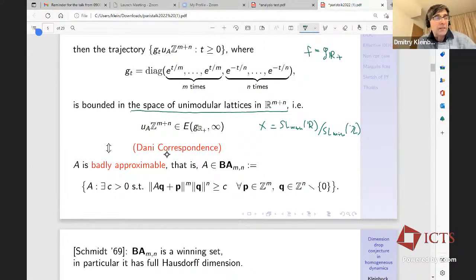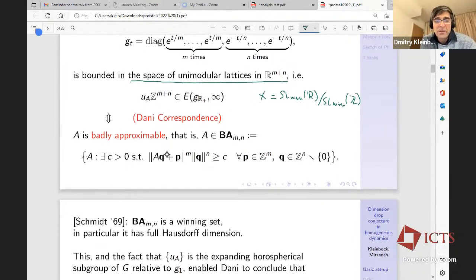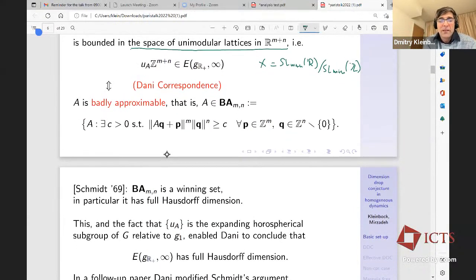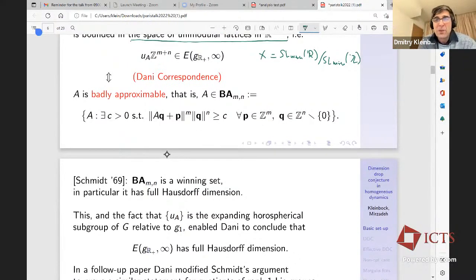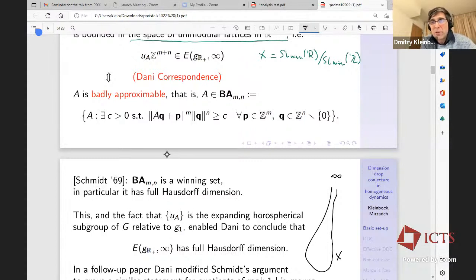form a winning set. Maybe it will be mentioned in other talks of this conference, I don't know. This and the fact that the set U_A forms an expanding horospherical, or unstable horospherical, subgroup of G relative to this semigroup enabled Dani to conclude that the set E_F(infinity) has full Hausdorff dimension. So what is E_F(infinity)? You can basically stretch the definition a little bit. If this space X is not compact, attach infinity, just compactify. And then E_F(infinity) will be the set of points which stay away from infinity. So the trajectories are bounded.